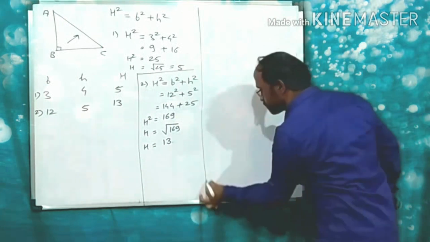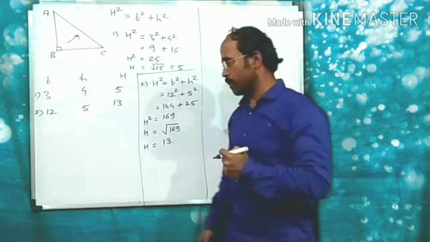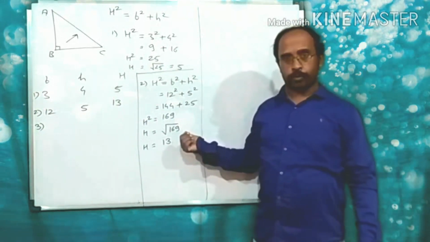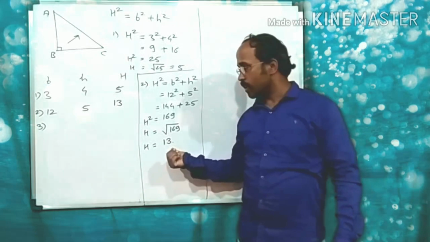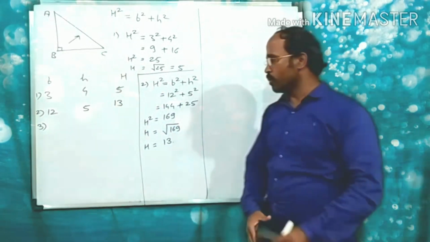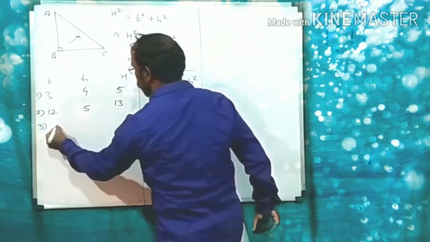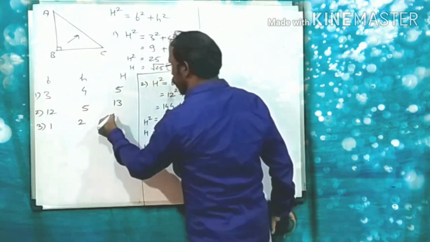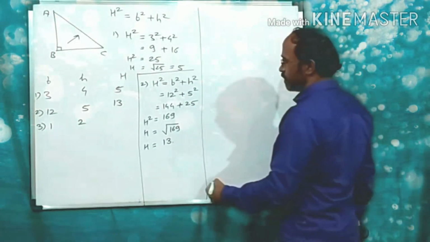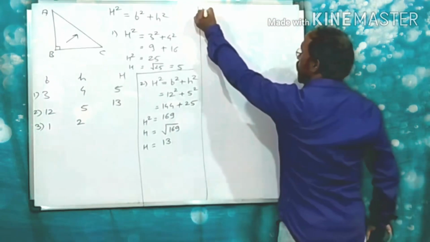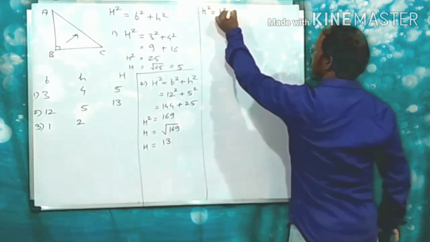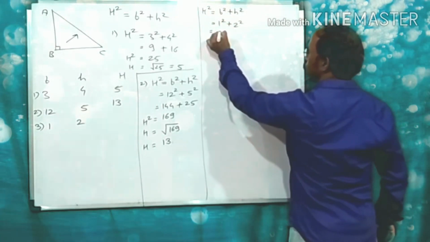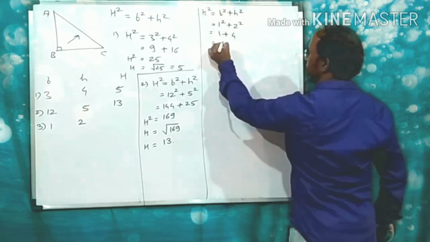But let's consider a third example where the number is not a perfect square, meaning the square root is not a natural number like this 5 or 13. Suppose your base given is equal to 1, height is equal to 2, then what will be the hypotenuse? Let's replace the values students. Hypotenuse square is equal to base square plus height square, which is equal to 1 square plus 2 square, which is equal to 1 plus 4, which is equal to 5.